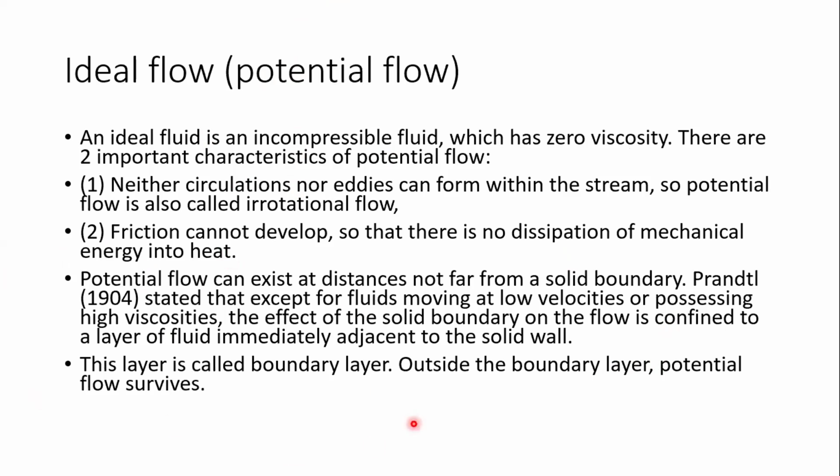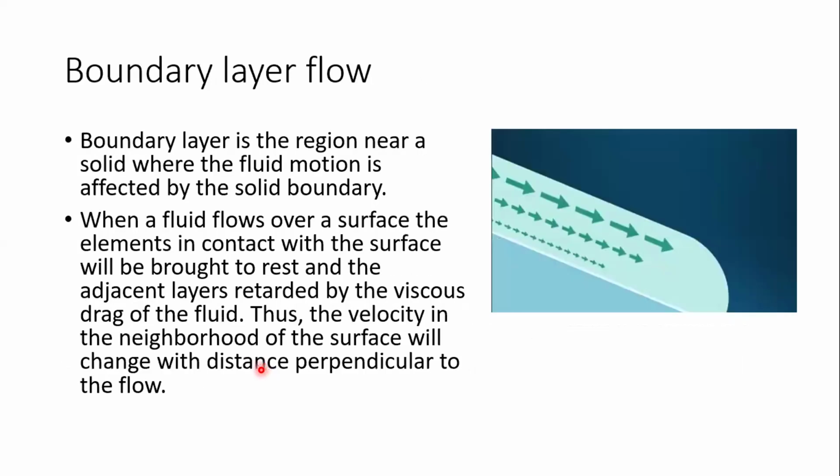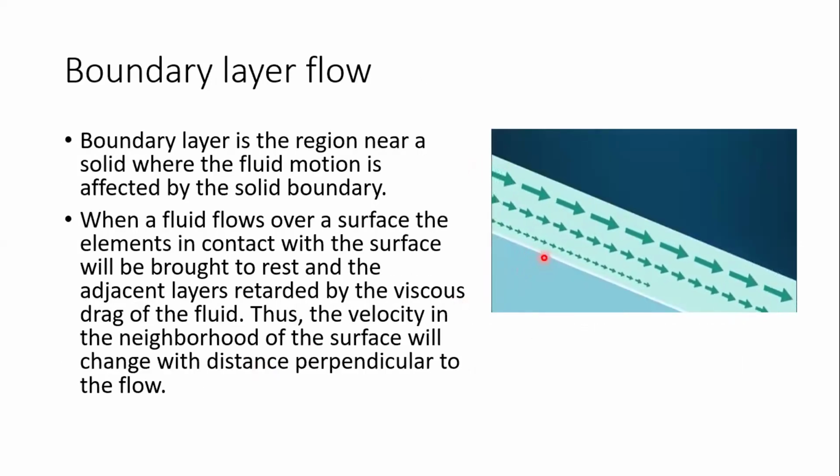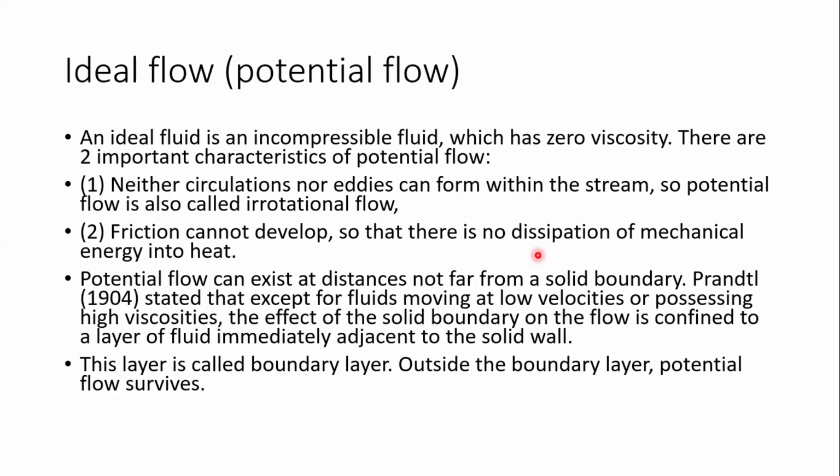Now, what Pranzo was saying was that if we have fluids that are moving at low velocity, so they are moving very slowly, right? Or they have high viscosity, so they are very thick. And the effect of the solid boundary on the flow is confined to a layer of fluid immediately adjacent to the solid wall. So it's similar to what we spoke about yesterday. As the fluid flows, remember we said that the fluid just above the solid surface is going to be stationary, right? What he's saying is that the effect of the solid boundary on the flow is confined to just what is above the solid wall.